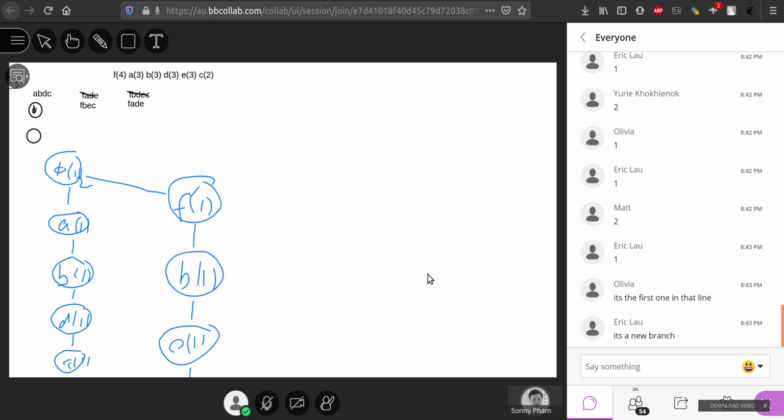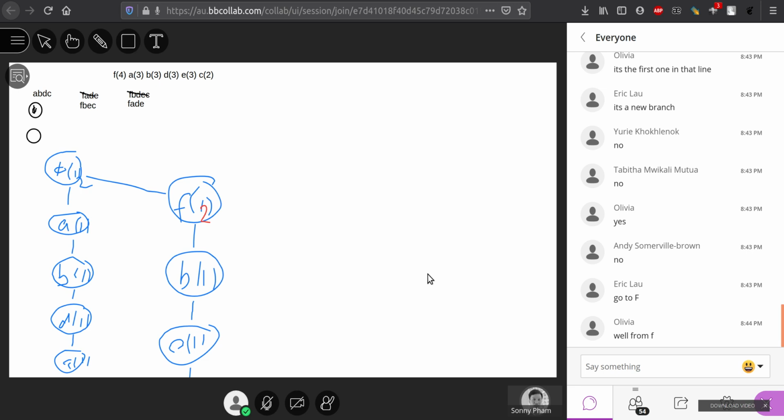Now, the next one is FADE. Okay. Do we need to create another branch? No, right? Because F is already there. So we can just go to F, and then we change, maybe I use another color, we change 1 to 2, right? Because now we have to increment the count of F. Okay, and then the next one is FA, right?